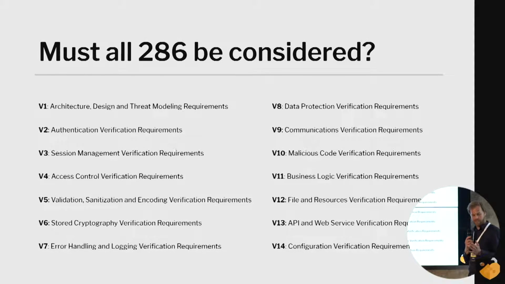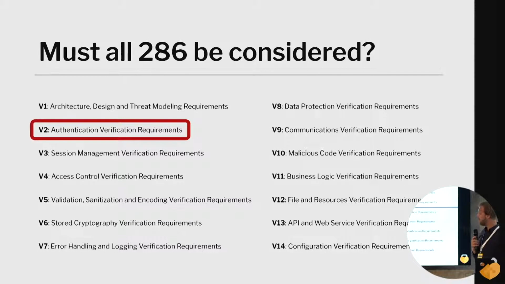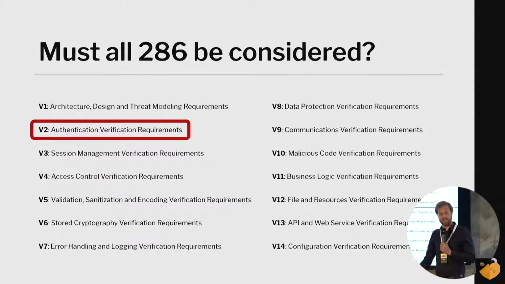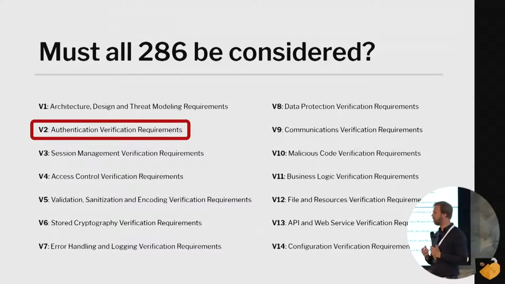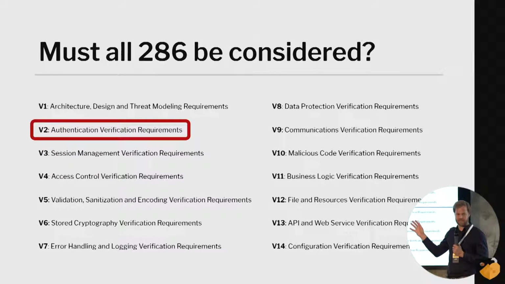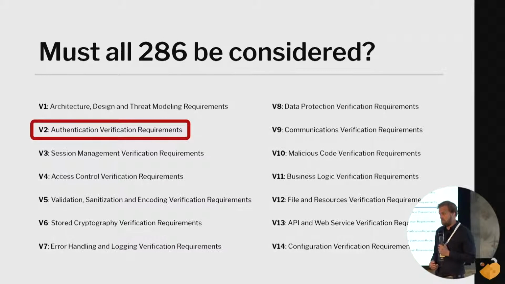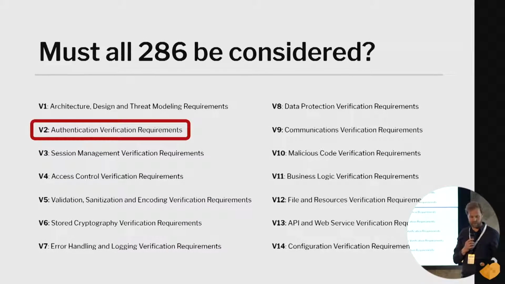So I have 3 minutes left. Must all 286 be considered? Well, there are 14 categories. You may want to just do the authentication stuff. Maybe you're buying an application, you want to test, do they actually care about application security? Well, you don't want to test all 286. Do you want to ask them for their ASVS spreadsheet? Maybe they don't have any. Well, go ahead and test one category, maybe. That will give you an impression of where they are.